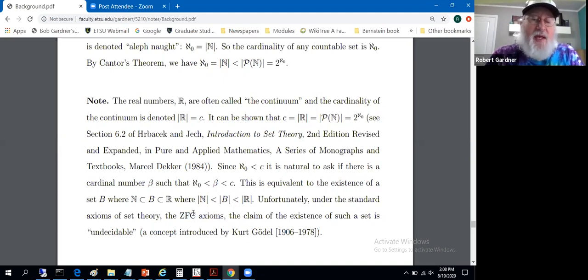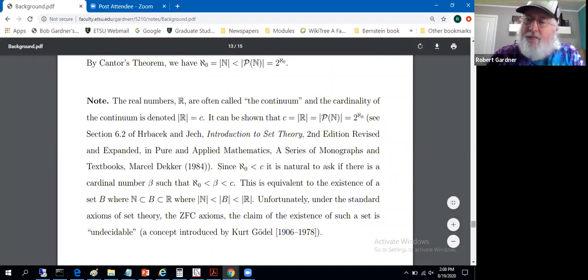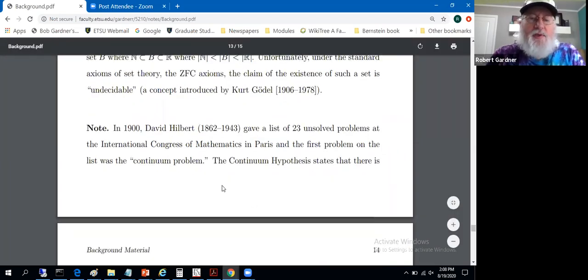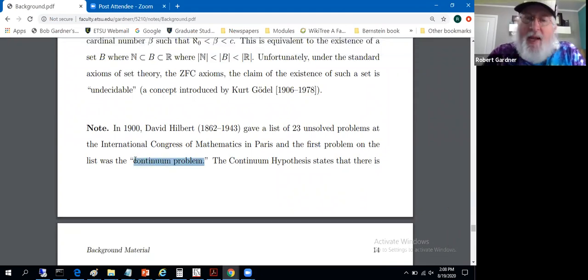There's a subset of the real numbers that's greater in cardinality than aleph naught and less in cardinality than the cardinality of the continuum. This is called a continuum problem because it deals with the cardinality of the continuum, the cardinality of the real numbers. In 1900, David Hilbert, a big name analysis guy in the first half of the 20th century, gives a list of 23 unsolved problems at the famous International Congress of Mathematics in Paris, to open the new century. And the first problem on his list is a continuum problem.